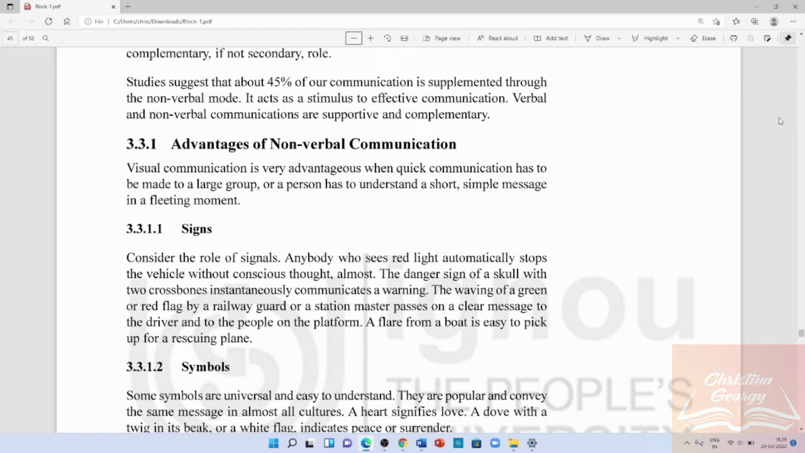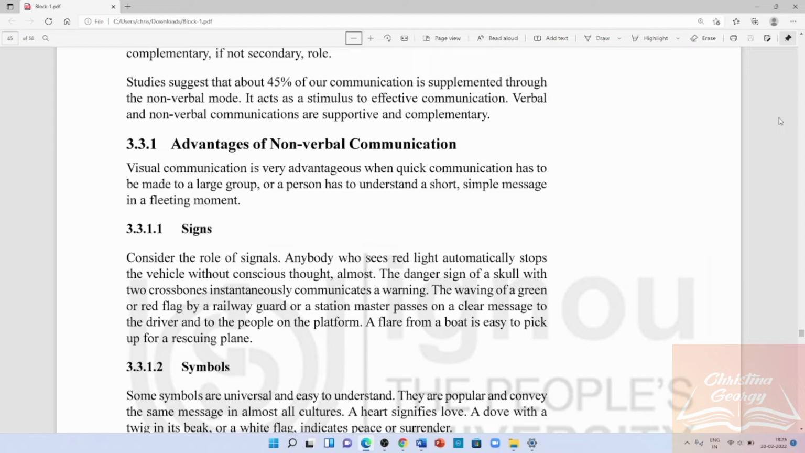Some symbols are universal and easy to understand. They are popular and convey the same message in almost all cultures. For example, a heart signifies love. A dove with a twig in its beak or a white flag indicates peace or surrender.